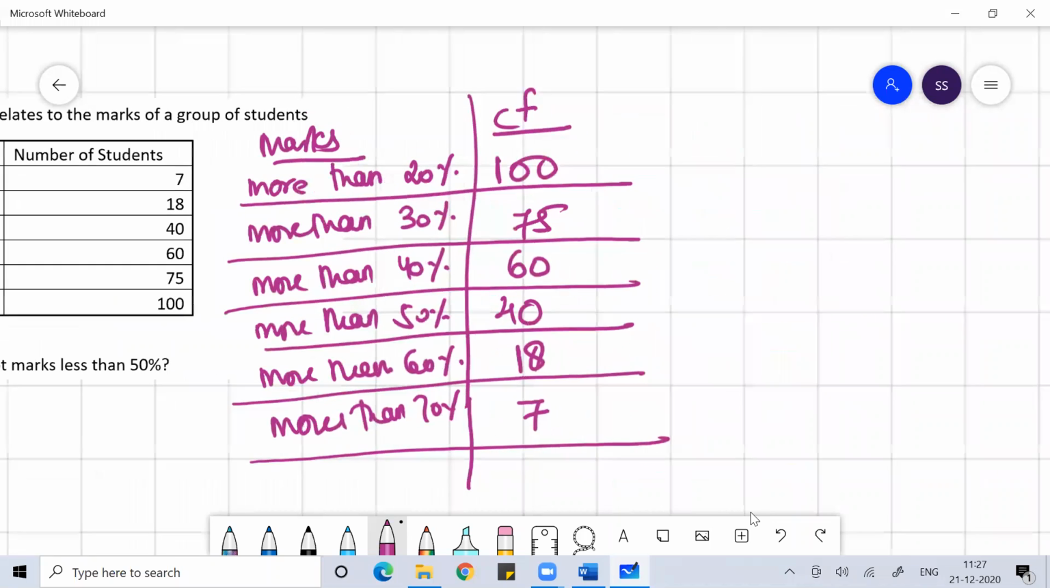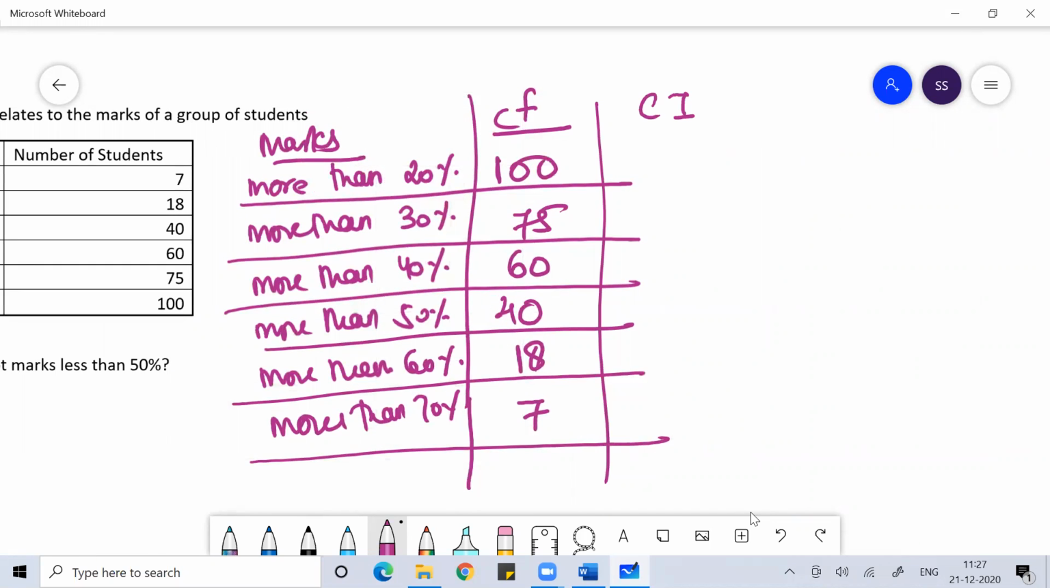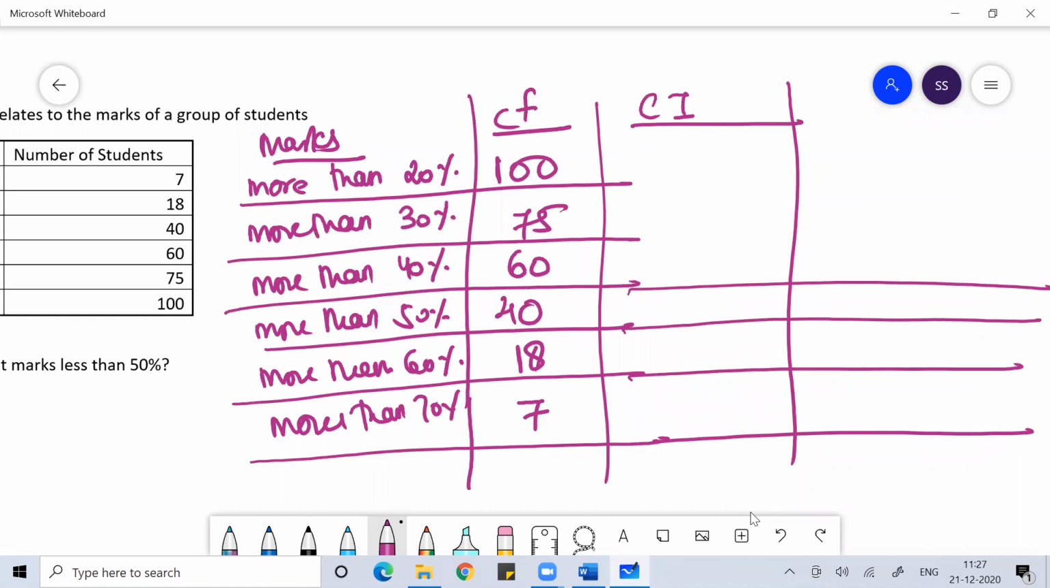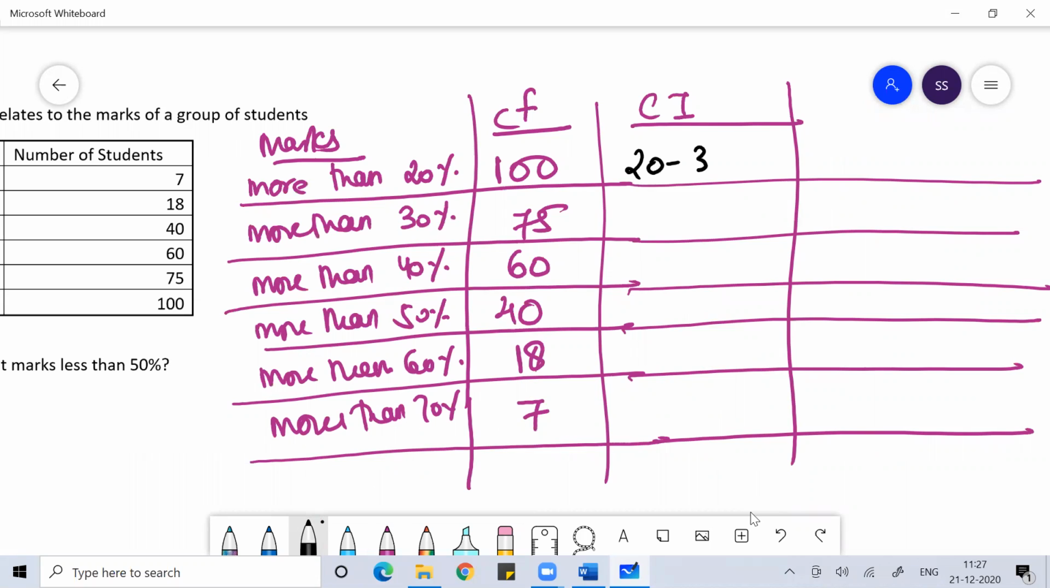Now if you convert this into normal class interval with normal frequency, you have to understand that whenever your data is written in the form of more than, the lower limit is attached. So this is 20 to 30, you can see the difference of 10. This is 30 to 40, then 40 to 50, 50 to 60, 60 to 70, and 70 to 80.